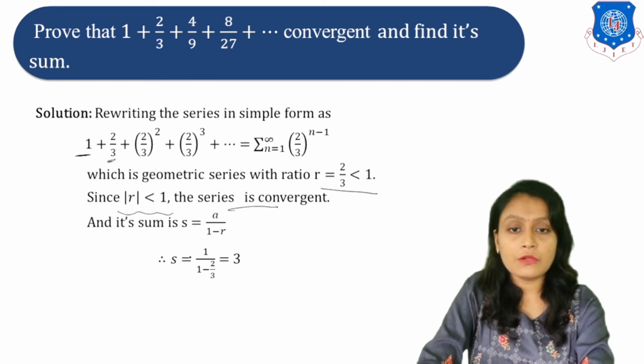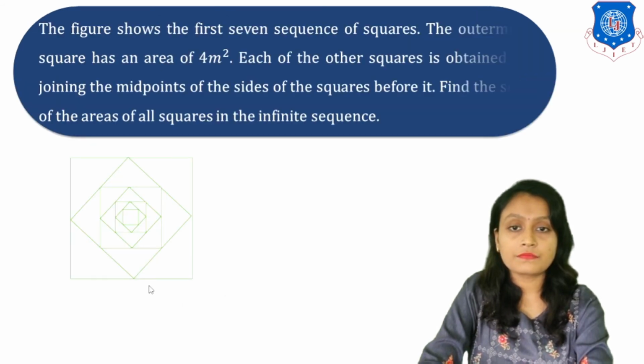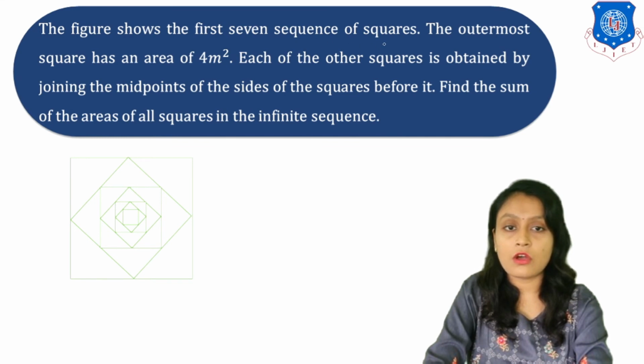Okay, so just substitute the answer of A and R and simplify, so you will get answer 3. Okay, next. The figure shows the first 7 sequence of squares. The outermost square has an area of 4 meters square. Each of the other squares is obtained by joining the midpoints of the sides of the square before it.